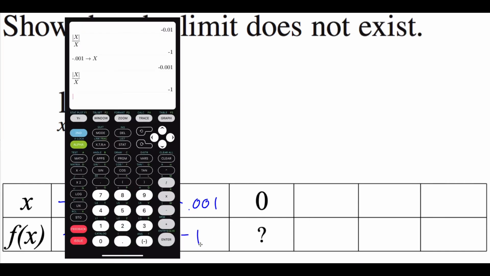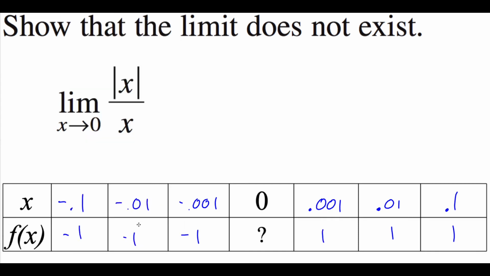Now we're going to work in from the right-hand side as well. So I'm going to start with 0.1, and we'll plug that in. And when I do that, I get positive 1 as my answer. And I'm going to move closer to 0, so 0.01, and store that as my x value, and I get 1 again. Then I'm going to do 0.001, and when I plug that in, I get 1.